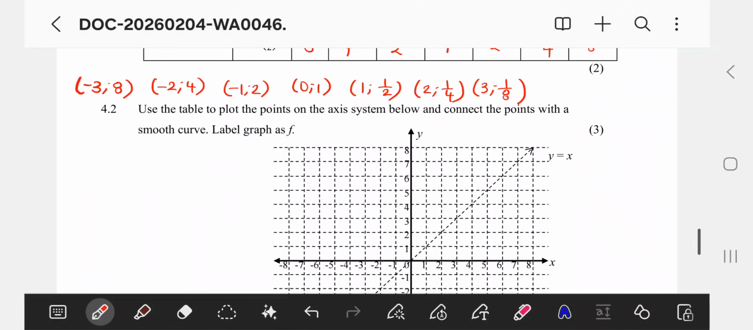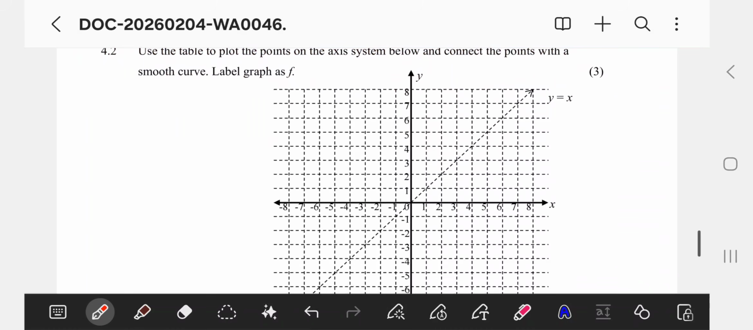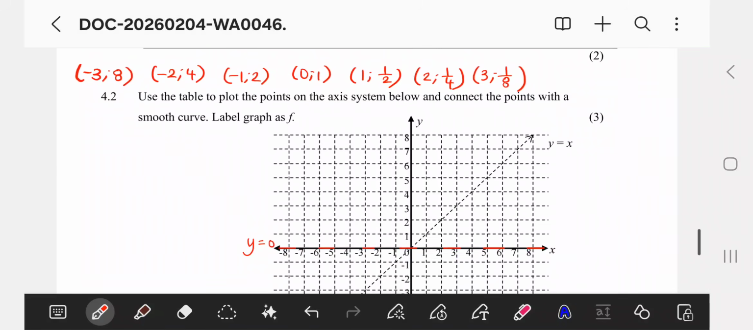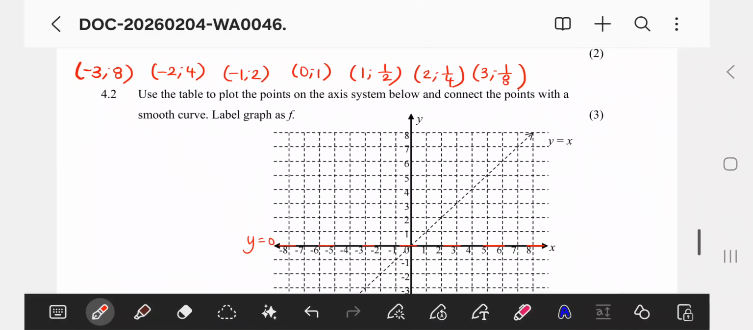Now again, we do not have a q value here, but exponential functions always have a horizontal asymptote. If there is no q value, the asymptote is y is equal to 0, which is the entire x-axis. So here it is, and I've labeled it. Next, I am going to plot all of those coordinates. So that is what my graph would look like. And I have labeled it f.